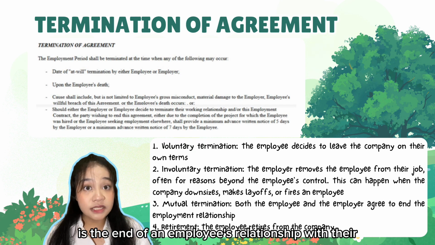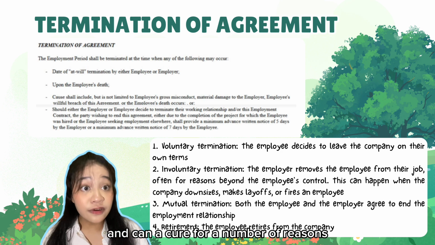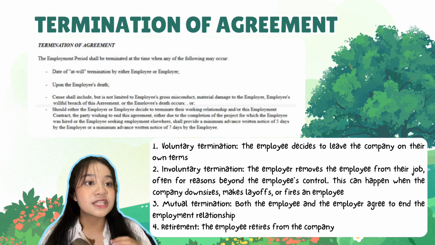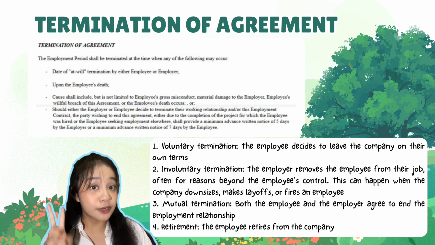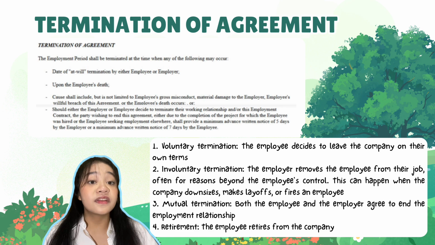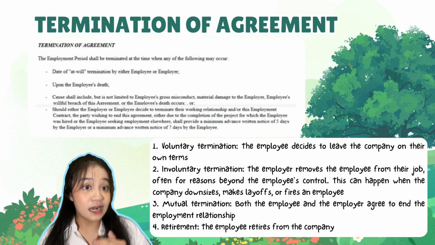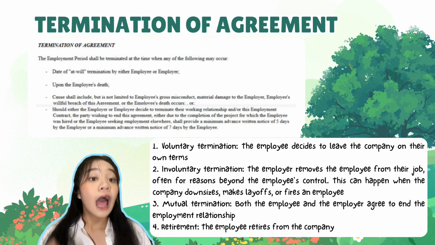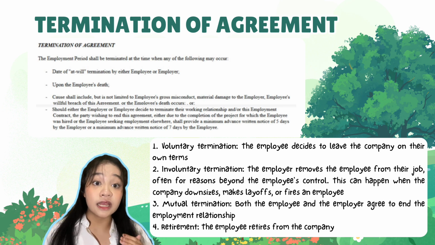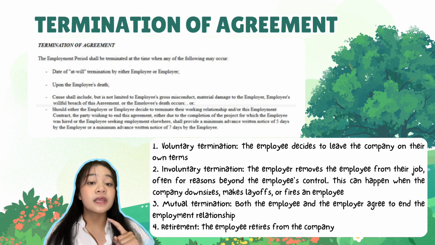It's the end of an employee's relationship with their employer. It can be voluntary or involuntary and can occur for a number of reasons. Number 1. Voluntary termination. The employee decides to leave the company on their own terms. Number 2. Involuntary termination. The employer removes the employee from their job, often for reasons beyond the employee's control. This can happen when the company downsizes, makes layoffs, or fires an employee. Number 3 is mutual termination. Both the employee and the employer agree to end the employment relationship. Number 4 is retirement. The employee retires from the company.